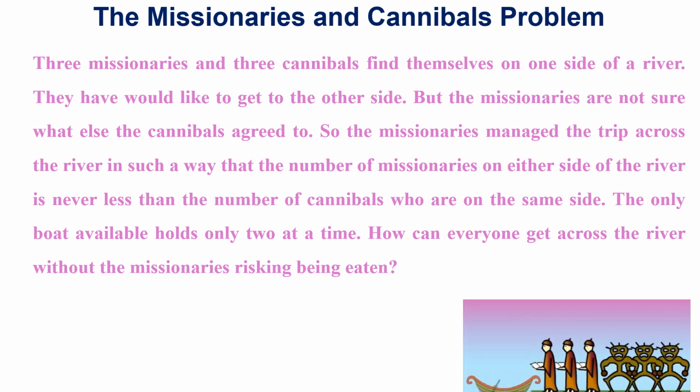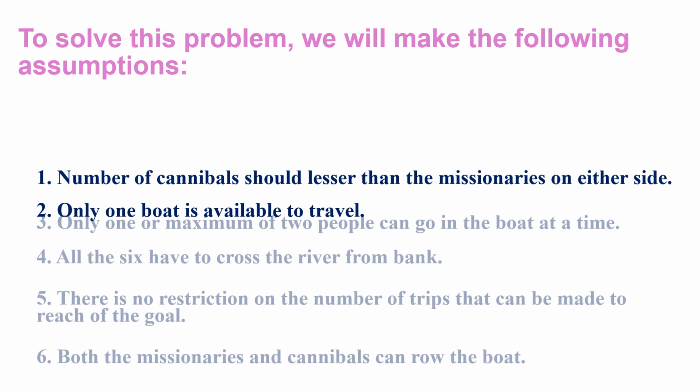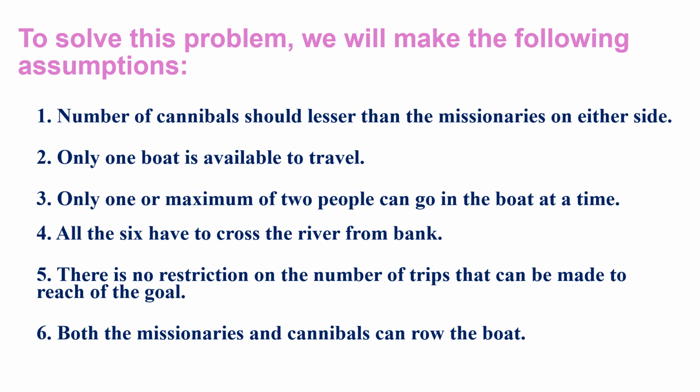So we have three missionaries and three man eaters. All six have to cross the river using one boat. We have some assumptions. The number of cannibals should be less than the missionaries on either side, maybe equal. Only one boat is available to travel. Only one or a maximum of two people can go in the boat at a time, not more than that. All the six have to cross the river from one bank to the other. There is no restriction on the number of trips that can be made to reach the goal. Both the missionaries and cannibals can row the boat. So, with these assumptions, how do you find the solution?